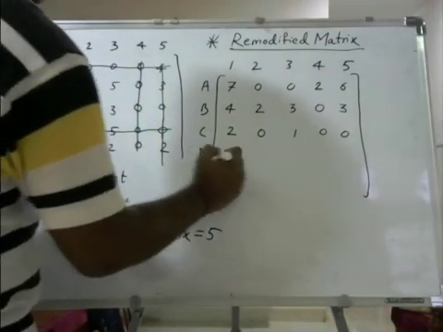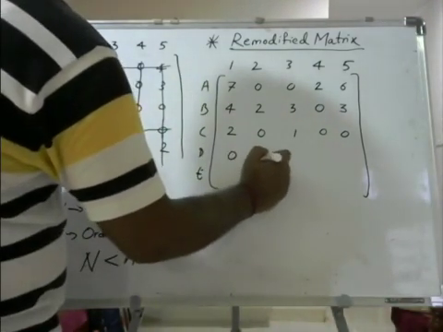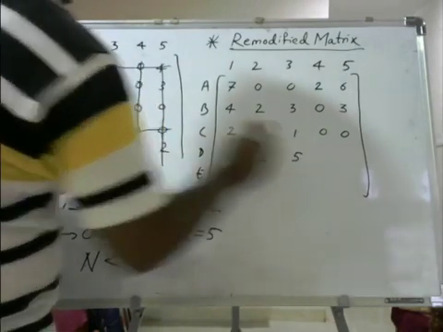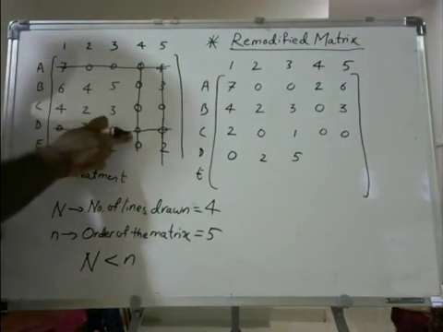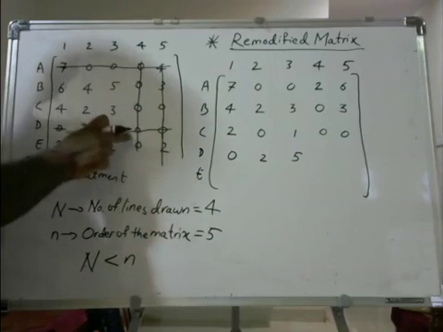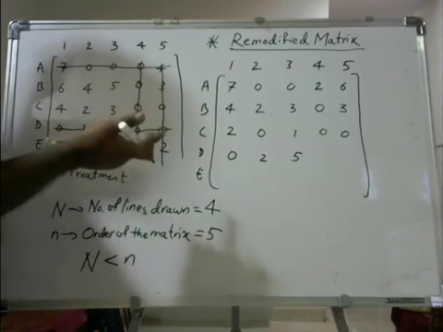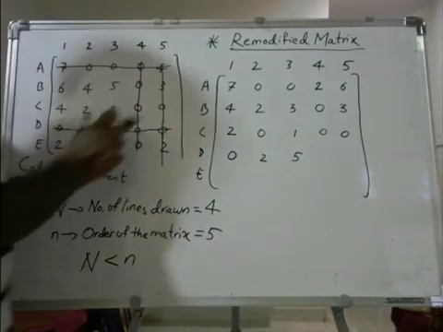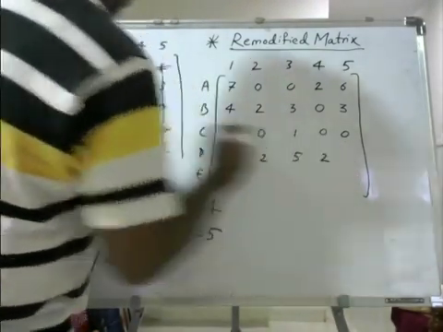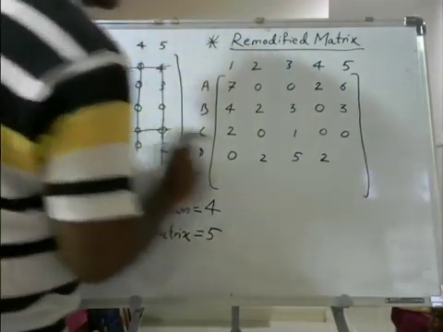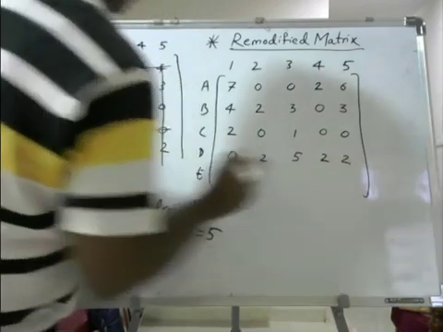So 0, 2, 5. Now here it is a crossed line, has crossed here, so I have to add the smallest element. So 0 plus 2 is 2. Here also it is a crossed line, so I will write 2 here.